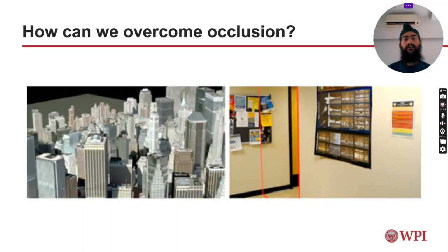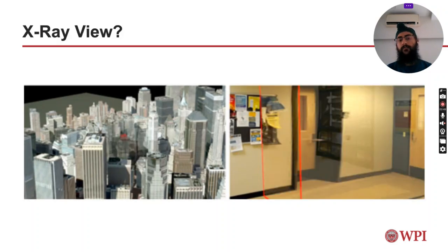And so when we face problems like occlusion and we want to give the user more data so that they can see around a corner or see the streets in this busy city map, we have to see how we can give this information in an easily digestible way. And so one strategy could be to just use an X-ray view.